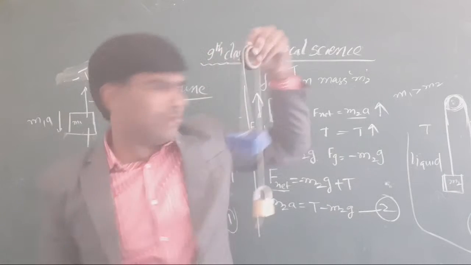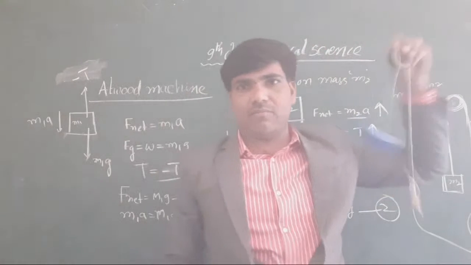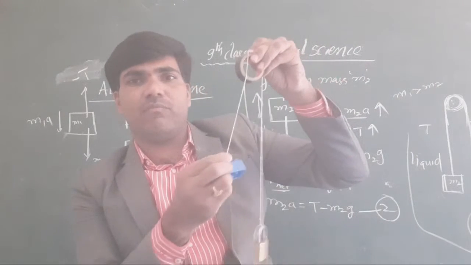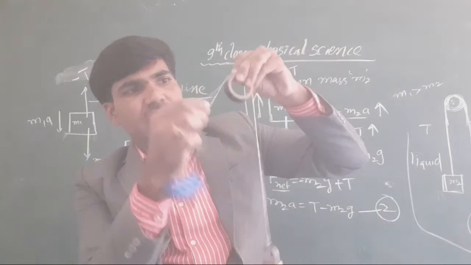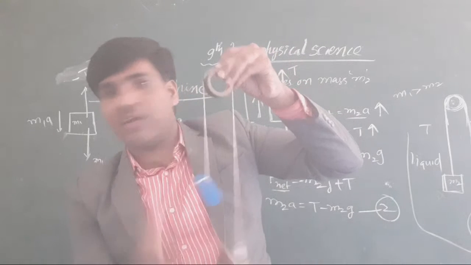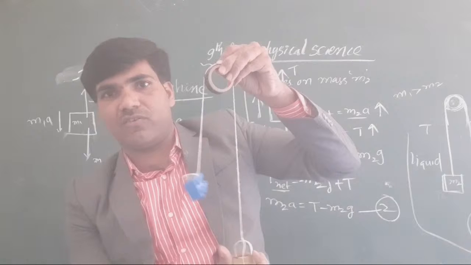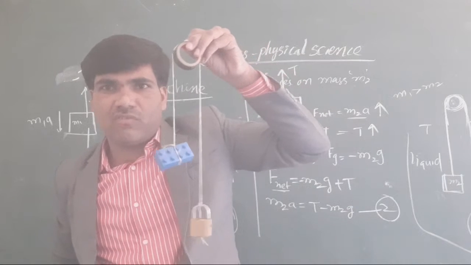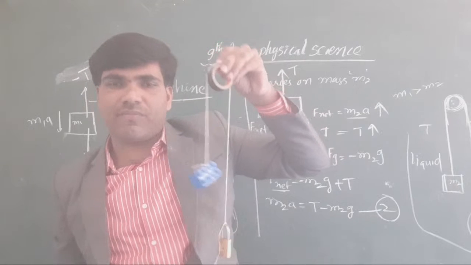This is only about our diagram. Clear? This is the M2, this is the M1, this is the M2, and the tension is working on this thread, and the gravitational forces do not appear for us. Try it yourself also once. These are simple things only.